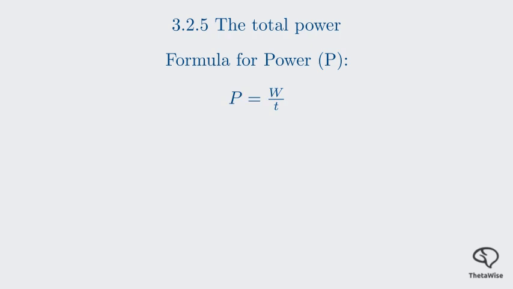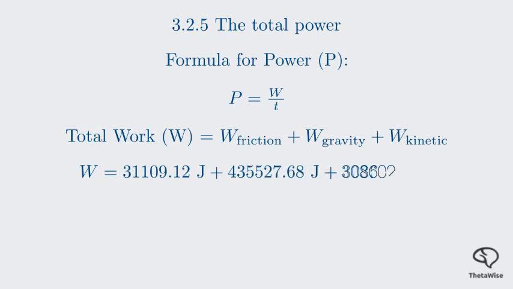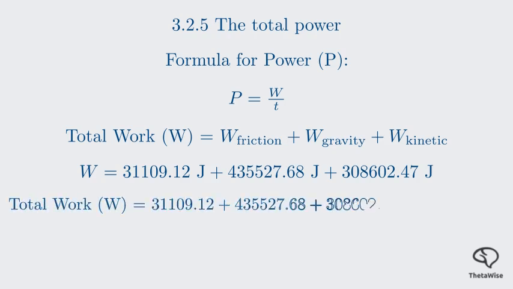We know the time T is 8 seconds. But what is the total work? The total work is the sum of all the work done against resistive forces and the work done to increase kinetic energy. So, the total work is the work against friction, plus the work against gravity, plus the work that becomes kinetic energy. Let's add up the values we calculated. Let's use the values from the memo for consistency. Using the memo's values, the total work is 775,239.27 joules.